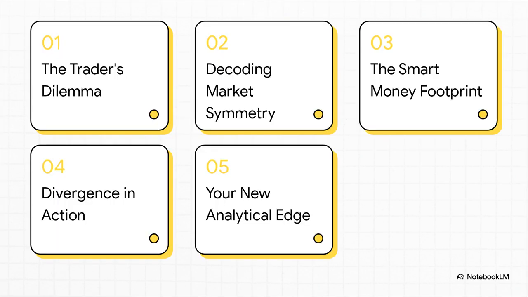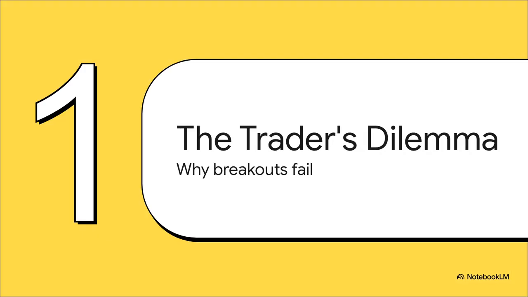All right, here's how we're going to break it down. First, we'll talk about the classic trader's dilemma. Then, we'll get into what a healthy market should look like. After that, we'll uncover the smart money footprint using something called SMT divergence. We'll even walk through a real case study, and finally, we'll show you how to build this into your own trading. Okay, first up, the trader's dilemma.